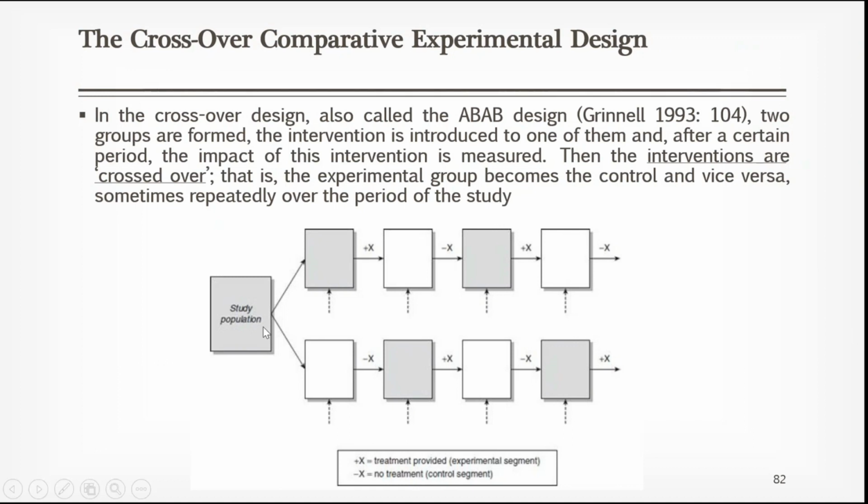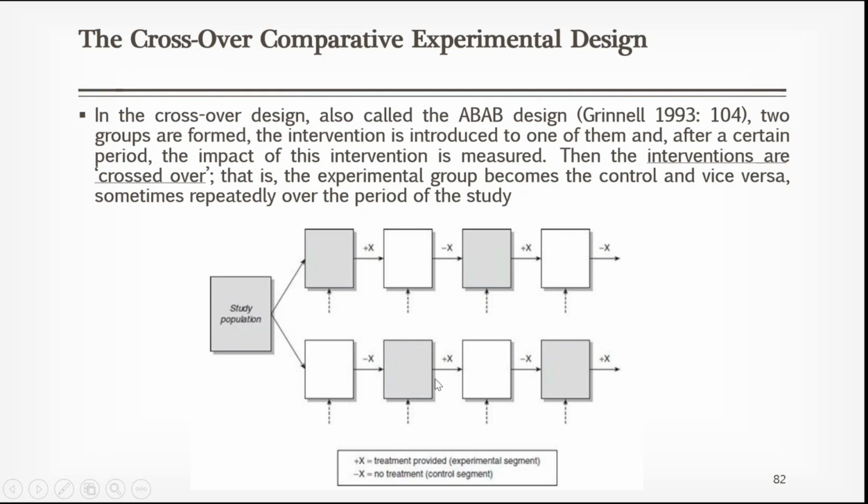At the beginning, you will start with the intervention in group A, and group B will not receive any kind of intervention. After a period of T, you will stop the intervention in group A and cross over this intervention to group B. So in the beginning you have intervention in group A and no intervention in group B. After time T, the intervention is crossed over. Now group B is getting the intervention and group A is not.